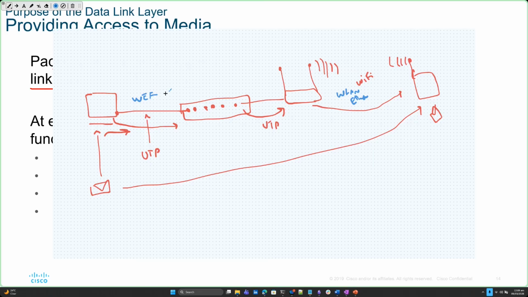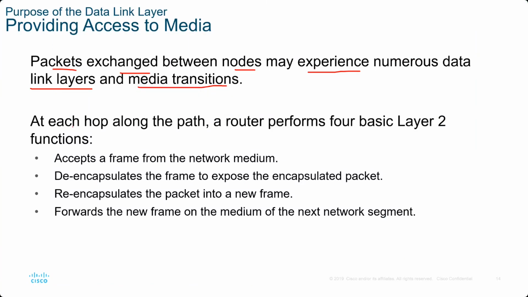Why are we changing the data link layer protocol with each media? Because physical media has its own set of problems. The Wi-Fi media, or the wireless media, has its own set of problems. To solve these problems at the data link layer, you have to use different protocols. Okay, we will get into those problems very soon. So at each hop along the path, a router performs 4 basic layer 2 functions.